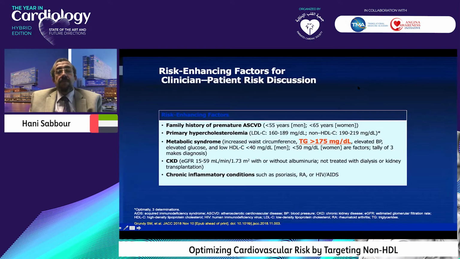One of the important points that we have to recognize, which was highlighted in the American College of Cardiology 2018 dyslipidemia guidelines, is that metabolic syndrome, and encompassed by that, we talk about increased waist circumference, elevated triglycerides, high blood pressure, low HDL, are three factors that together actually make up the diagnosis of metabolic syndrome. It's very common in the region, and very common in most of our patients with dyslipidemia.